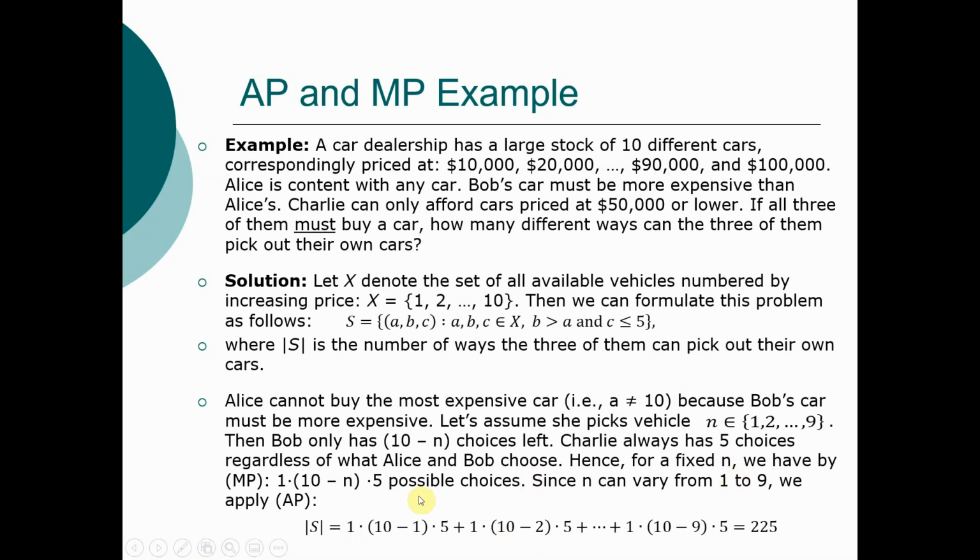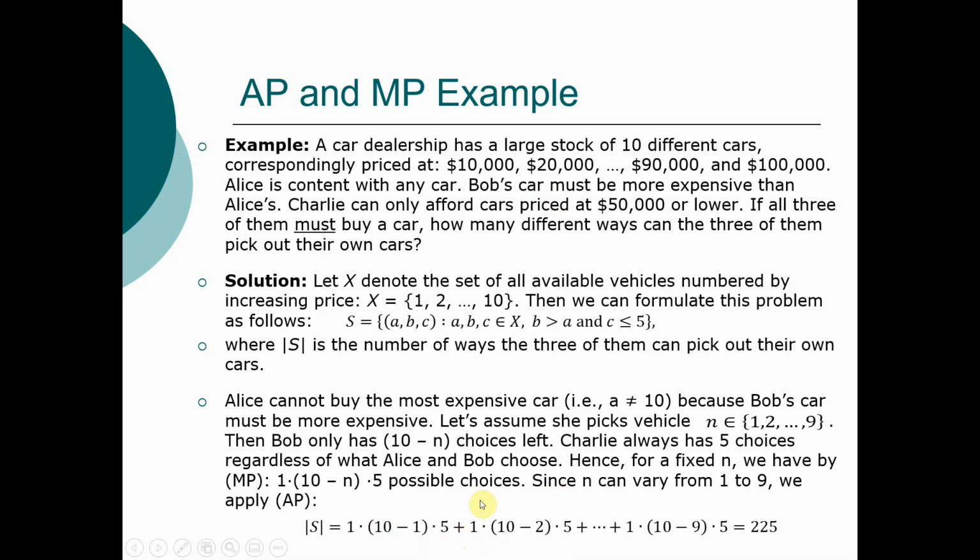So here we are applying multiplication principle. We assume that Alice picks the first car, then Bob would have 9 different options, and Charlie would have 5 different options, so 45. But Alice can pick the second one, and these 2 events are disjoint because Alice is going to choose only 1 car. So then we have to add it with the other options that we have.